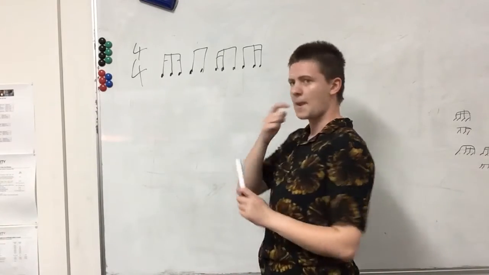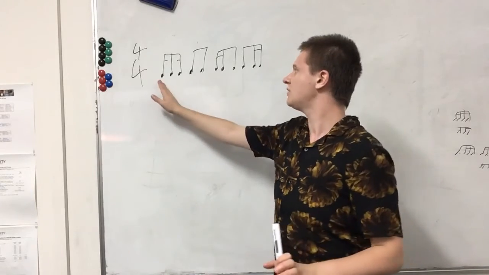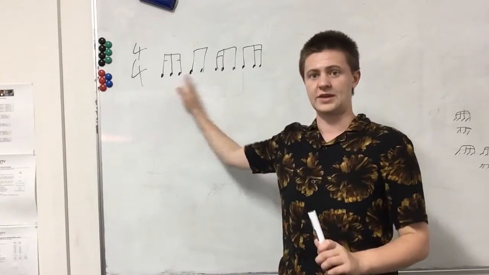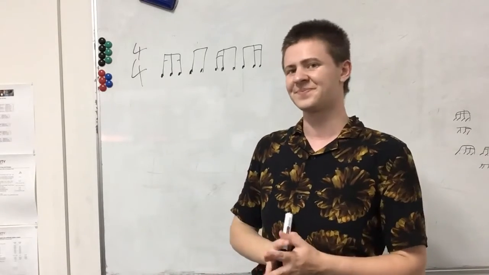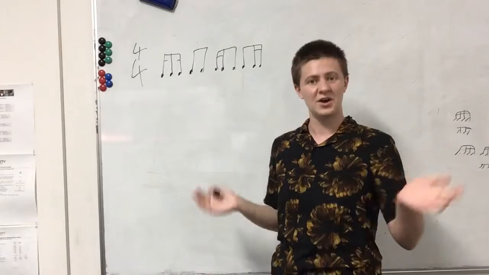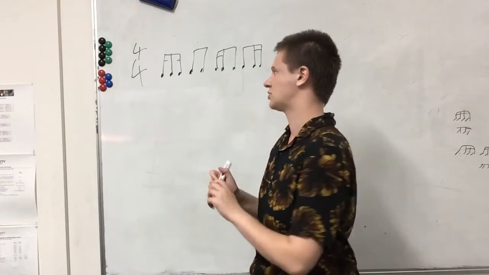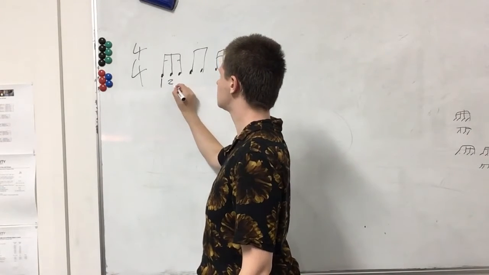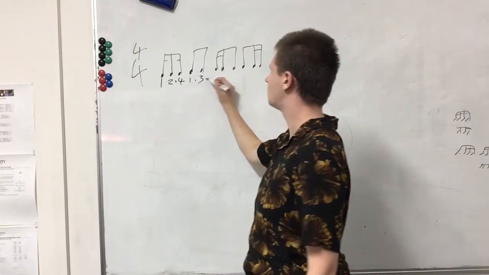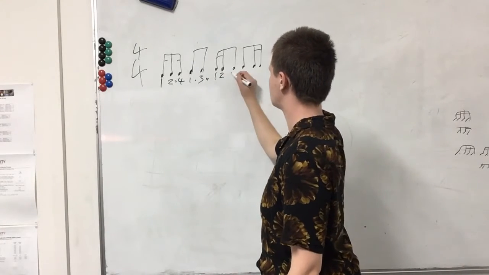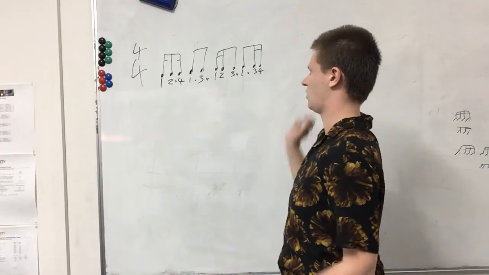So, I want you to have a pause, try and figure out where all of these are, where our 1, 2, 3, 4s go, and then we'll say the rhythm. Alright, so I'm going to write down where our 1, 2, 3, 4s go. So we have 1, 2, 3, 4, 1, 2, 3, 4, 1, 2, 3, 4, 1, 3, 4.